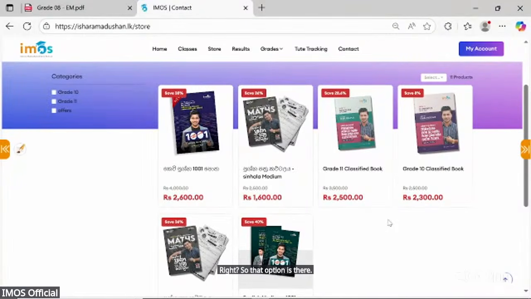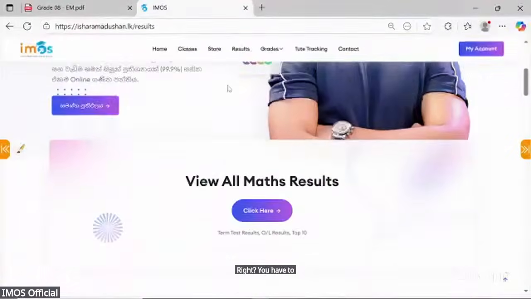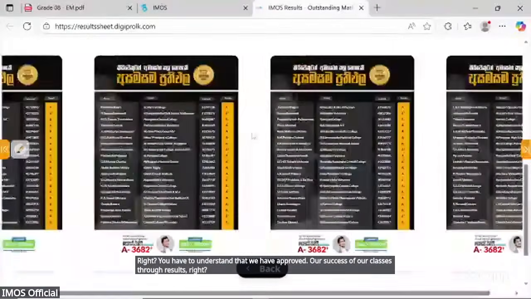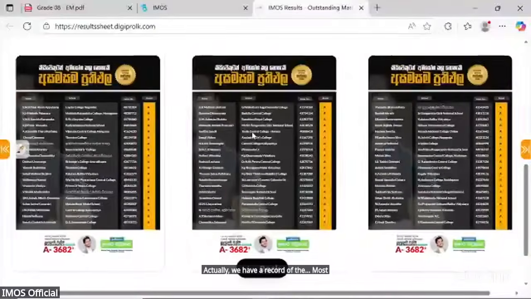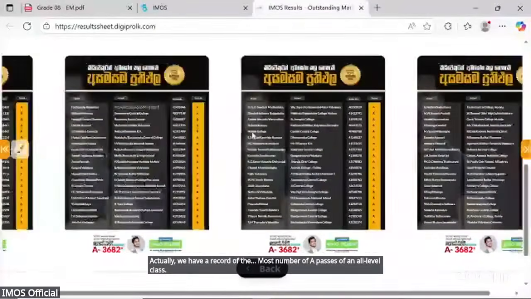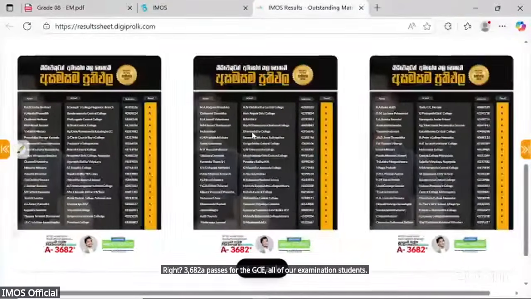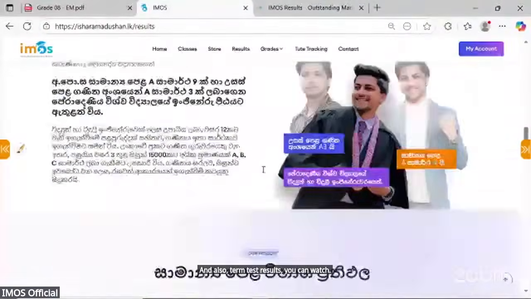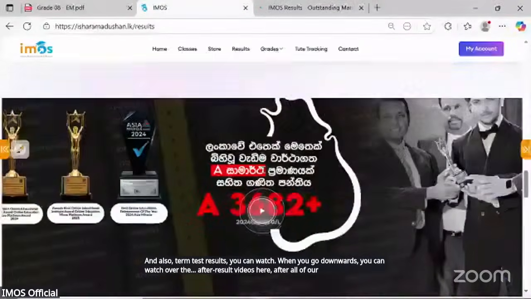And what else do I have to tell you? Results. You have to understand that we have proved the success of our classes through results. We have the record for the most number of A passes for an O level class: 3,682 A passes for the GCE O level examination students of the previous year. Here you can see our result sheets, and also term test results. You can watch them when you go downwards. You can watch all the after-result videos here, and also the term test results videos there as well.